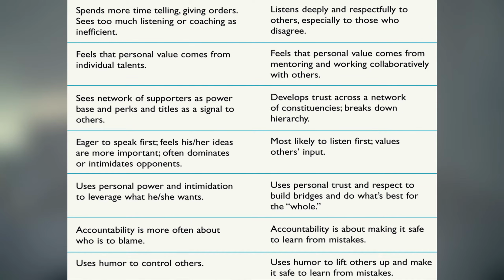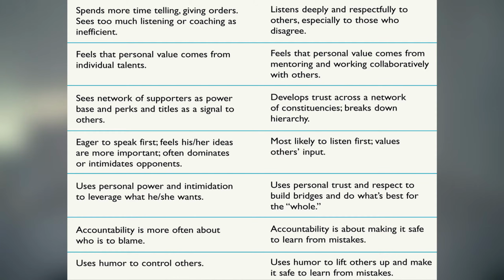The boss spends more time telling, giving orders, sees too much listening or coaching as inefficient. The servant leader listens deeply and respectfully to others, especially to those who disagree. The boss feels that personal value comes from individual talents. The servant leader feels that personal value comes from mentoring and working collaboratively with others. A boss sees network of supporters as power base and perks and titles as a signal to others. The servant leader develops trust across a network of constituencies, breaks down hierarchy.